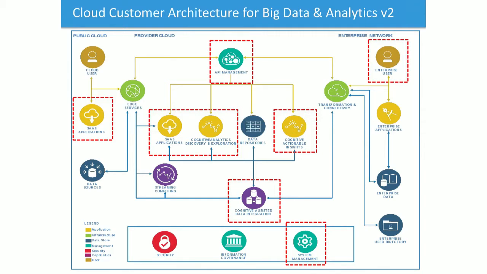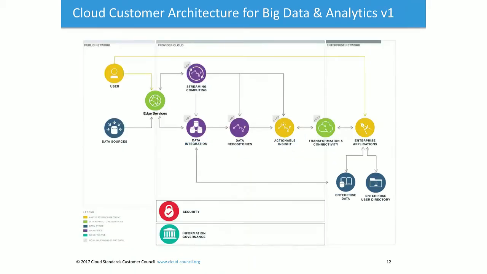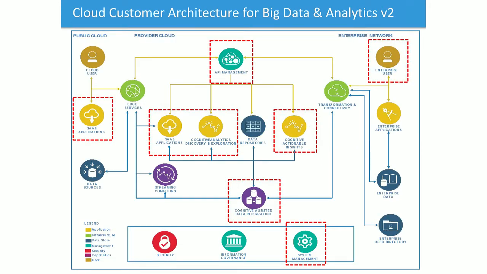Now on the top right-hand corner, we added the enterprise user. So we split the enterprise user from the cloud user. If you go back to the previous chart, which is version 1, you see there's only one, cloud users, on the top left corner. Okay, so there's a reason that we separated the two types of users.